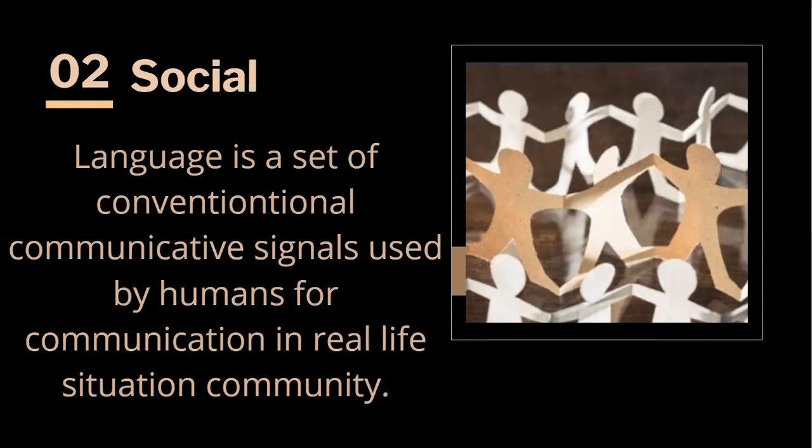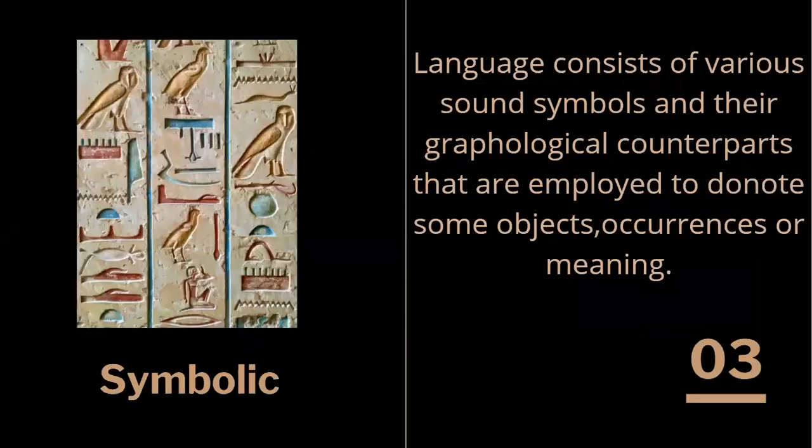2. Social. Language is a set of conventional communicative signals used by humans for communication in real-life community situations. In this sense, it is a possession of social groups comprising a set of rules, which permits its members to relate, interact, and cooperate with each other.